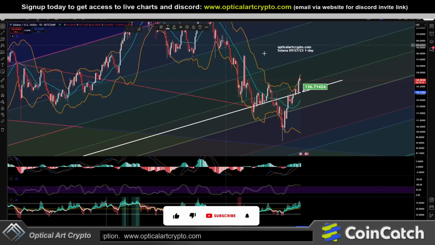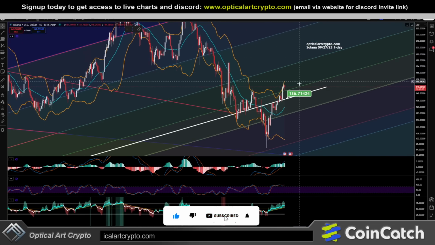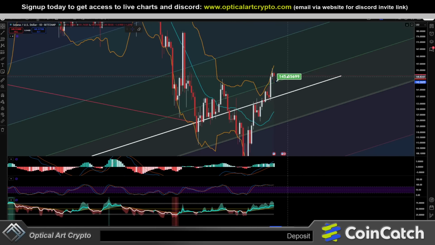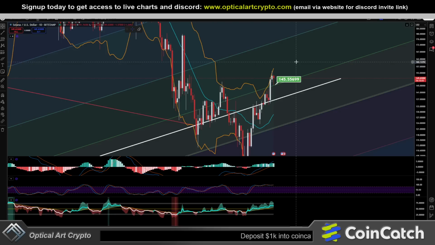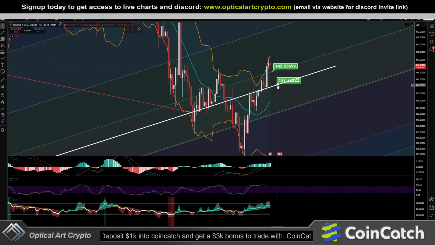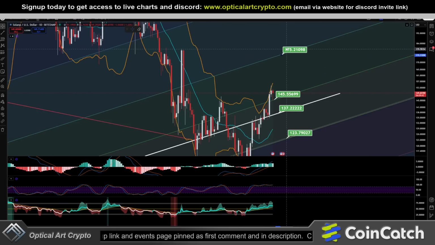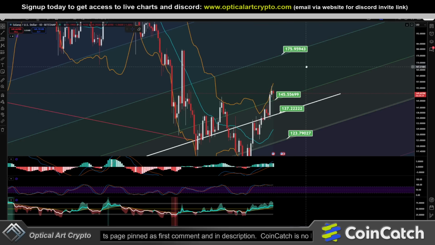So let's go through Solana, guys. You can see that your current support right now, take note, we hit that literally to the dollar and got a bounce. So your current support right now is 145.55. Your next support level below, and this is a very key support level, as long as we're above 137.22, stay bullish on Solana. If that breaks, your next support level is going to be around 123. If we continue up, your next resistance level is going to be up around 175. So again, as long as these support levels hold, we can look at a lot of upside.